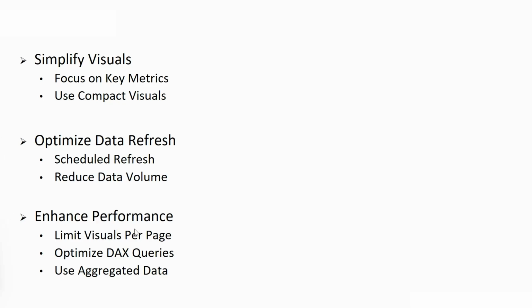Then you can also enhance the performance. You can limit the visuals per page. When you have too many visuals, it can slow down the performance. So aim to have fewer, more impactful visuals on each page. The next one is optimize text queries. Ensure that the text queries are optimized for performance. Avoid complex calculations that can slow down the report's loading time. Next one is use aggregated data. So wherever possible, use pre-aggregated data to reduce the load on the report.